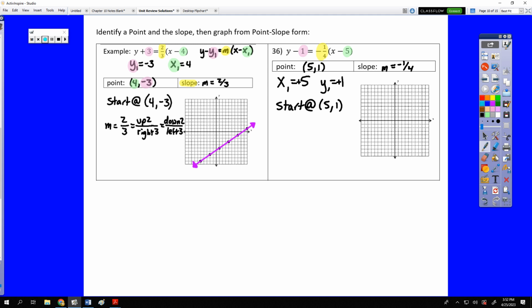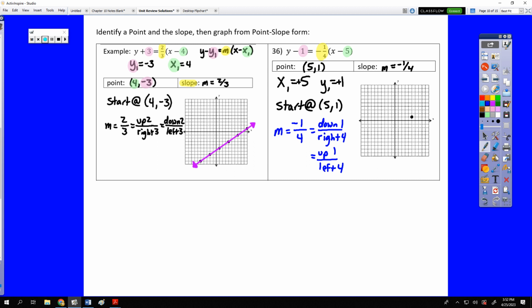That's located 5 units to the right and 1 unit up from the origin. From there, we use our slope to find more points. Just like we did when we graphed in slope-intercept form, a slope of negative 1/4 is rise over run. That's saying down 1 and right 4, or it could be saying up 1 and left 4. Either way, we would find more points on the line.